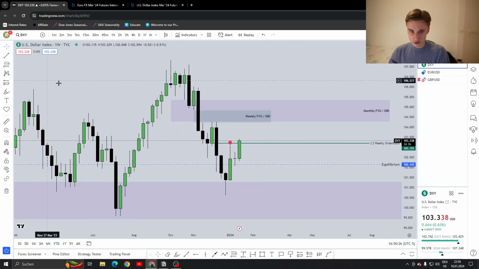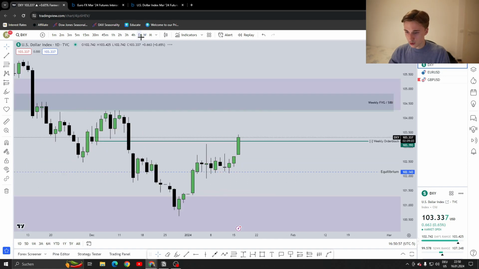So what we can see, we have taken out the swing high right here, delineated with this red dot. We have the weekly order block. We are anticipating some reaction. If this level doesn't hold true, then we are probably going to revisit the weekly fair value gap, the SIBI right here, which is unfilled. It's also coupled with a monthly fair value gap we just showed you a few minutes ago. So perfect confluence right here.